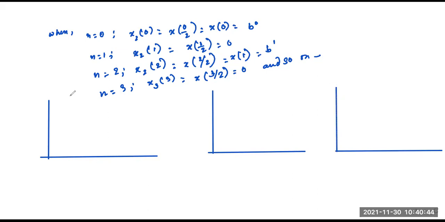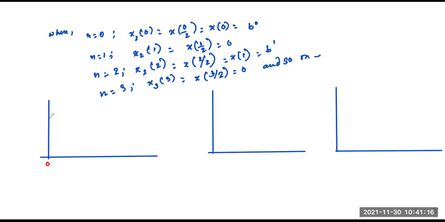Okay, so now let us draw the first signal. The first signal is x of n equals b to the power n for n greater than or equal to 0, where b lies between 0 and 1. So it will be an exponential type of signal. So this will be 0.